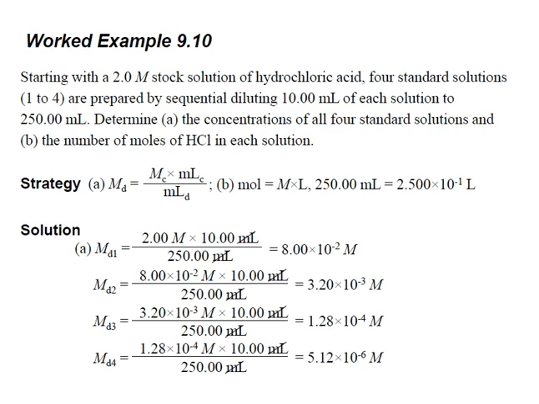9.10. Starting with a 2 molar stock solution of hydrochloric acid, 4 standard solutions 1, 2, 3, and 4 are prepared by sequential diluting 10 milliliters of each solution to 250 milliliters. Determine A, the concentrations of all 4 standard solutions, and B, the number of moles of hydrochloric acid in each solution.